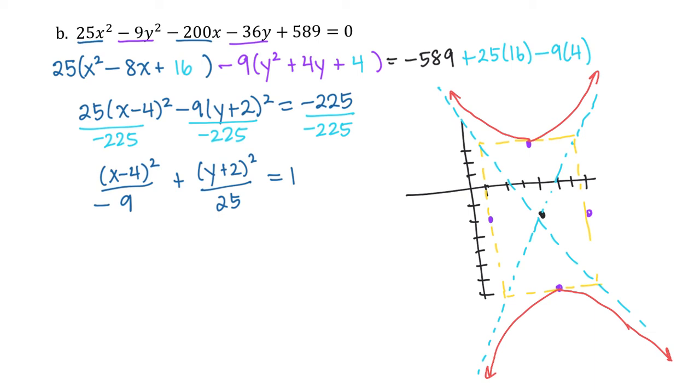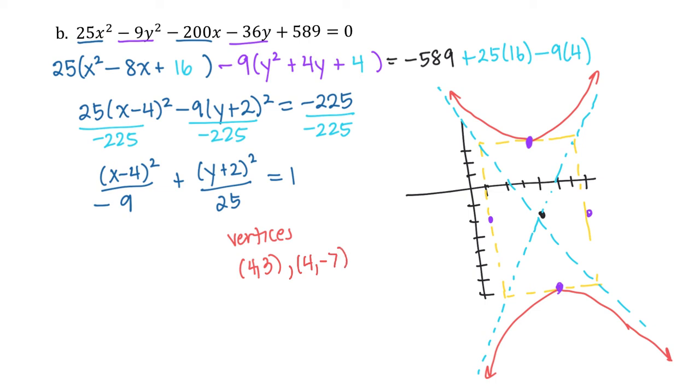Okay, let me look at the vertices. Vertices are here and here. So the center was 4, negative 2, and I went up 5. So 4, negative 2 plus 5 is 3. 4, negative 2 down 5 is 4, negative 7.